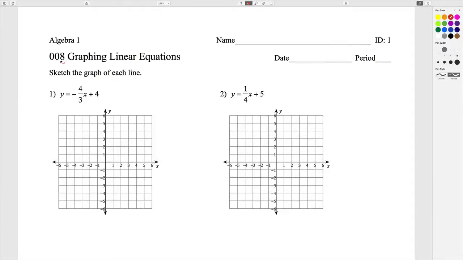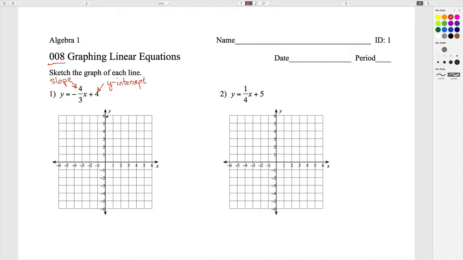All right, today we're working on assignment 008, graphing linear equations. And just to review, when you look at this number here, this is the slope. So just label it on your paper that this negative 4/3 is the slope. And then this number right here is the y-intercept. And so this is where you start.